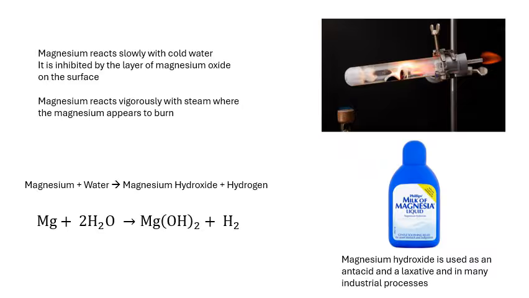Magnesium hydroxide again is used as an antacid and a laxative. You might know milk of magnesia. If you've got a sore tummy, then sometimes milk of magnesia does the job, and it's used in many industrial processes as well.